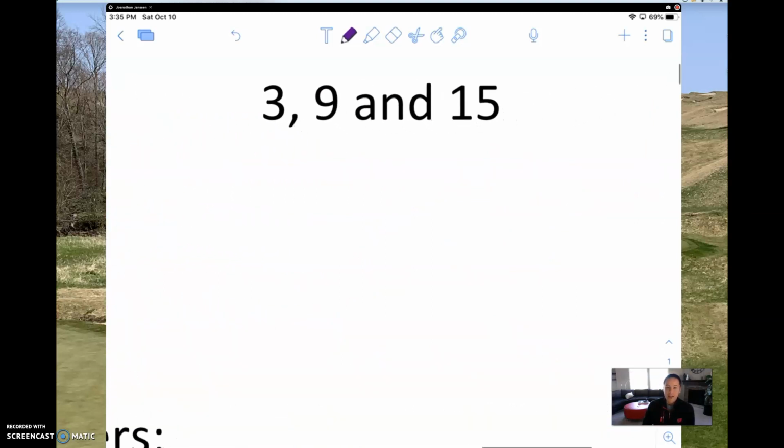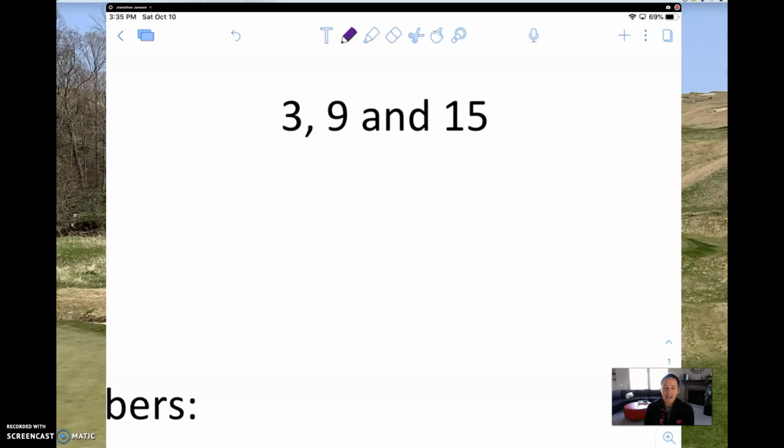Let's take a look at this. We have 3, 9, and 15. Now you'll notice that between 3 and 9, every single 9 that you have will also be a multiple of 3. If you have 9, it's divisible by 3. 18, it's divisible by 3. 27, divisible by 3. And so on and so on. So right now I'm just going to deal with the 9s. So let's list out all the 9s.